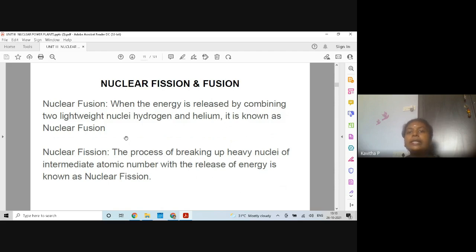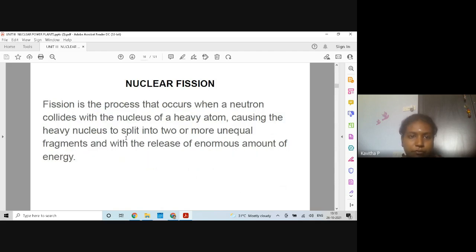So we know in nuclear fusion, two light nuclei combine together to form a single heavy nucleus. That is the fusion process. Whereas in a fission process, one heavy nucleus splits into two light nuclei. So the splitting up of a nucleus is called the nuclear fission process.